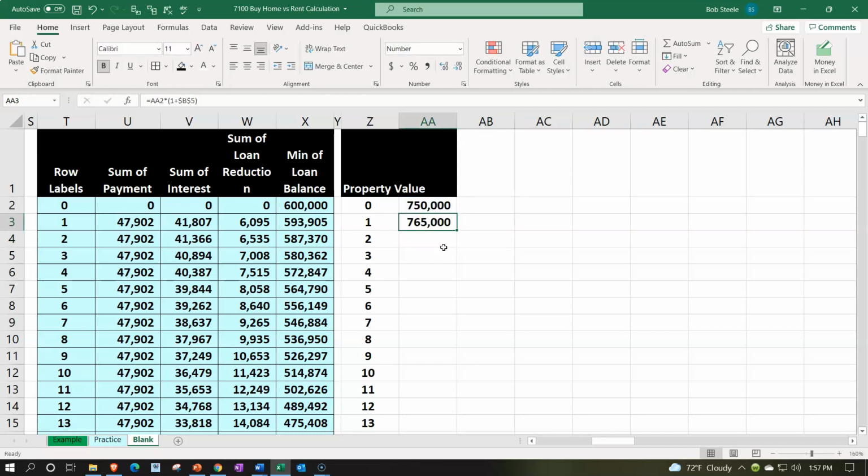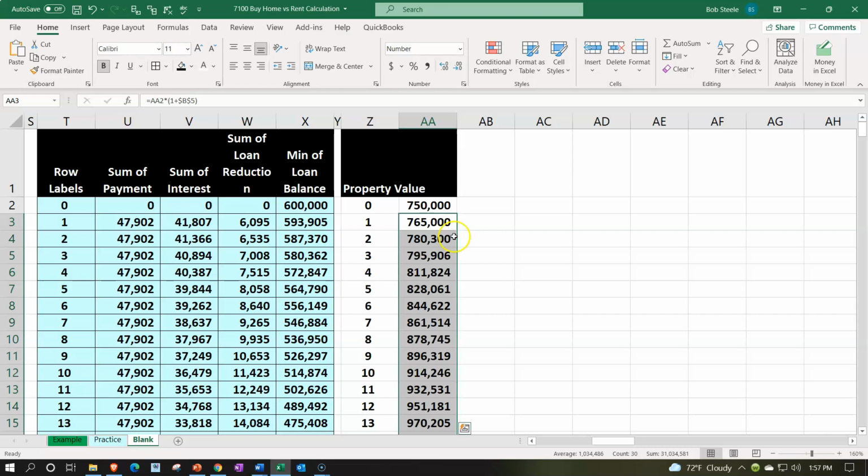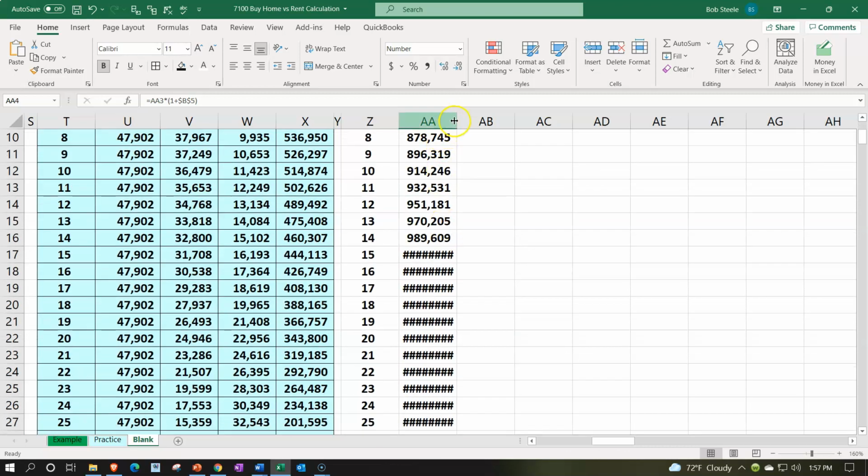So now we're at the 765. In other words, once again, we took the cell above it times the 2% plus 1, or 100%, in essence, 102%, or 1.02. And there we have it. We could then copy that down. So we think the value is going to be increasing as we go by that 2% increase.